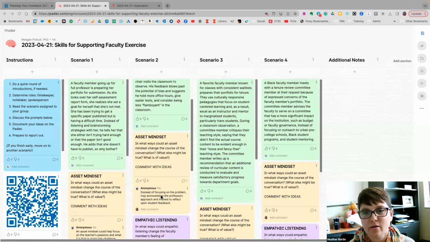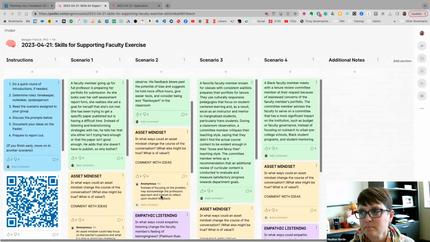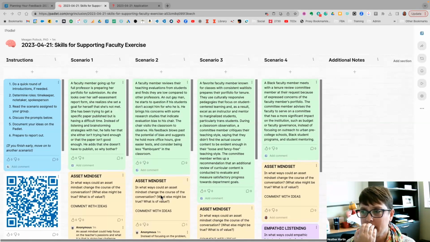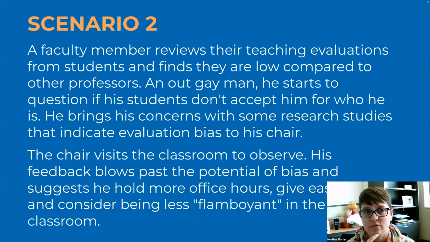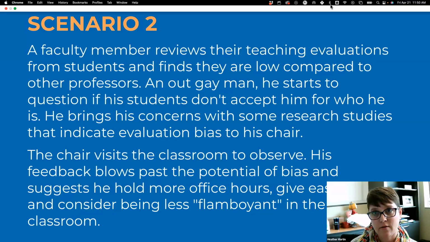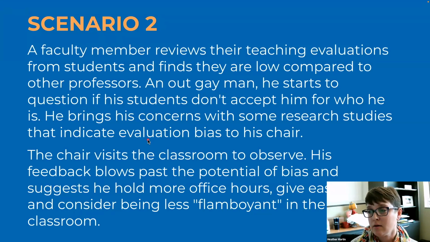So our scenario was about a faculty member who felt that there was bias in their student evaluations. And then the solution that his chair came up with was to observe him and then give him feedback that was not appropriate.